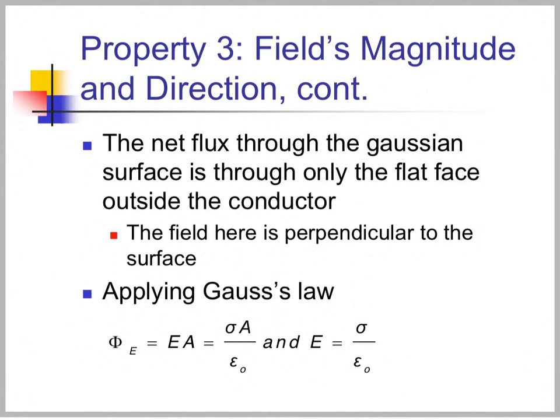And the net flux through the Gaussian surface is only on the flat face outside the conductor. And the field here is perpendicular to the surface, so I draw my Gaussian pillbox as small as possible, and in this case EA is equal to the charge on the surface, which was sigma A over epsilon naught, or the electric field is sigma over epsilon naught.